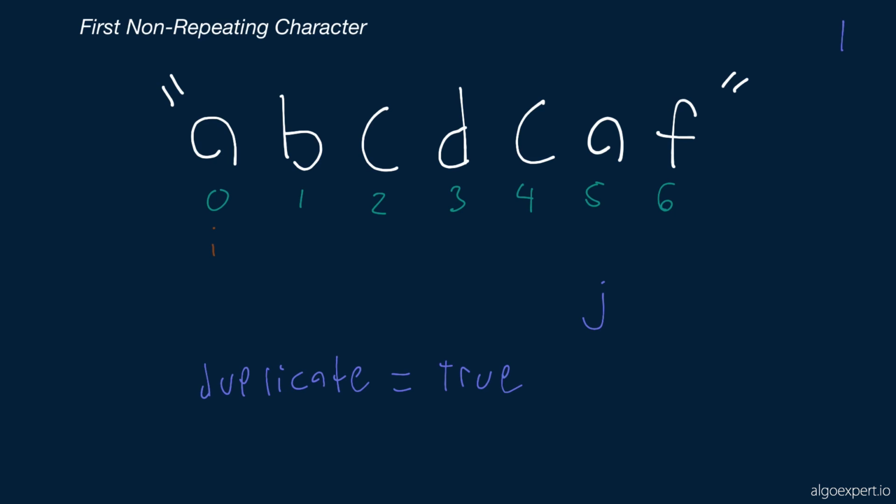And then what we would do is we would continue moving J, so now J moves over here, and now we've gotten to the end of the string, and so what we're going to do is we're going to reset J over here, but before we do that, we're going to check if this duplicate variable is equal to true. Now, duplicate is equal to true, and that means when we were checking this character at index I here, we did find that it has a duplicate. So that means this is not the first non-repeating character.